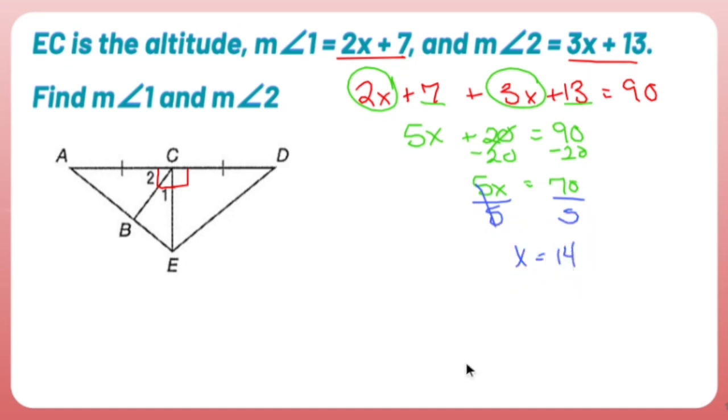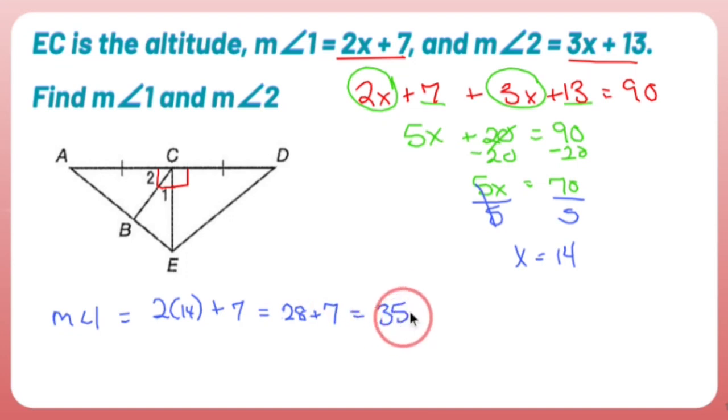Done, right? Wrong. We're supposed to find the measure of angle 1, not just x. And we know that the measure of angle 1 is 2x plus 7. So the measure of angle 1 is going to be 2 times 14 plus 7. 2 times 14 is 28. And 28 plus 7 is 35. So the measure of angle 1 is 35 degrees.